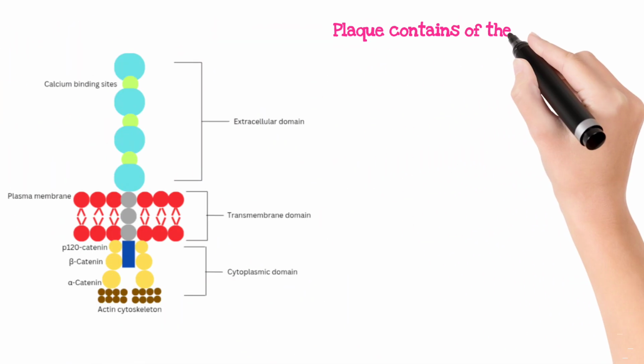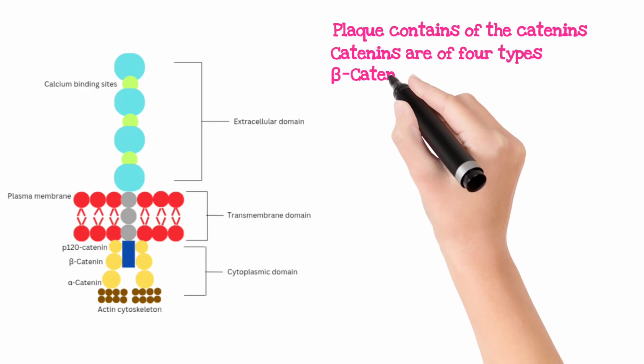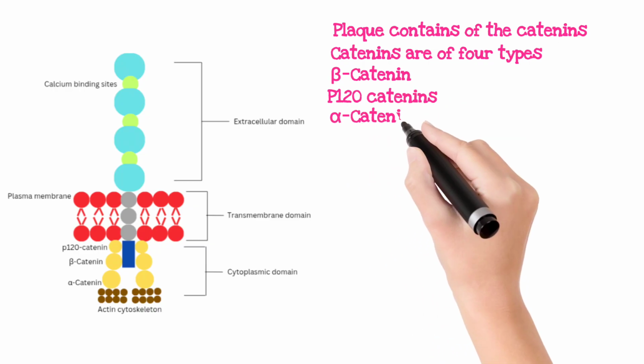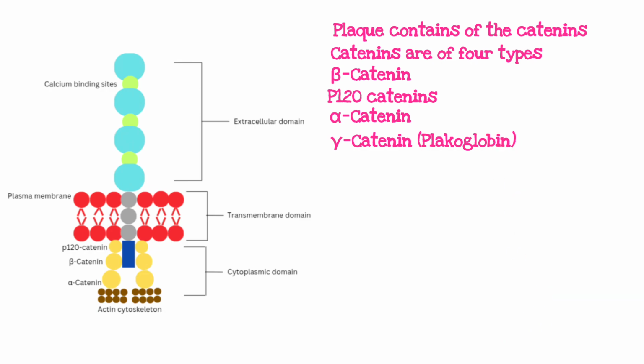Plaque contains the catenins. Catenins are of 4 types: beta catenins, P120 catenins, alpha catenins, and gamma catenin, that is, plakoglobin. Beta catenin links cadherins to alpha catenin, which connects to the actin cytoskeleton.